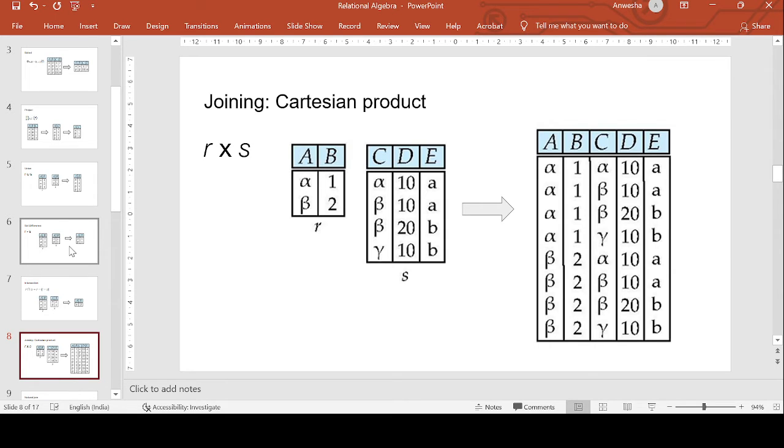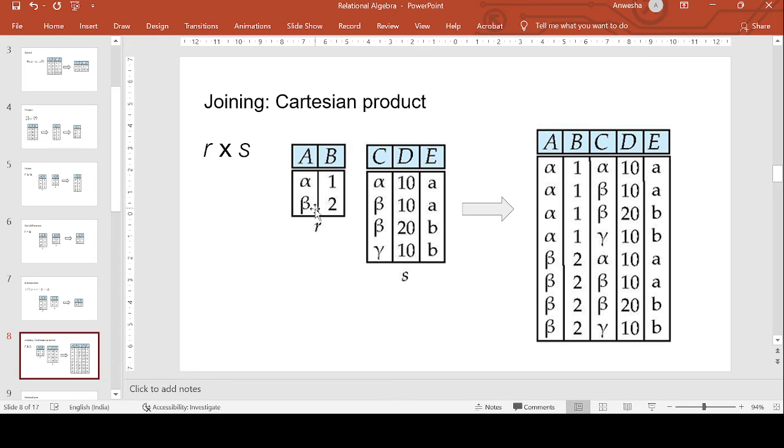Now how it will happen? In the result, you will have all these attributes A, B, C, D, E. So now consider this alpha 1. Consider alpha 1, then consider all the 4 rows of the second relation. So alpha 1 alpha 10A, alpha 1 beta 10A, alpha 1 beta 20B, alpha 1 gamma 10B. Now consider the second row of the relation R. So again consider the second row and all the rows of the second relation. So beta 2 alpha 10A, beta 2 beta 10A, beta 2 beta 20B, beta 2 gamma 10B.